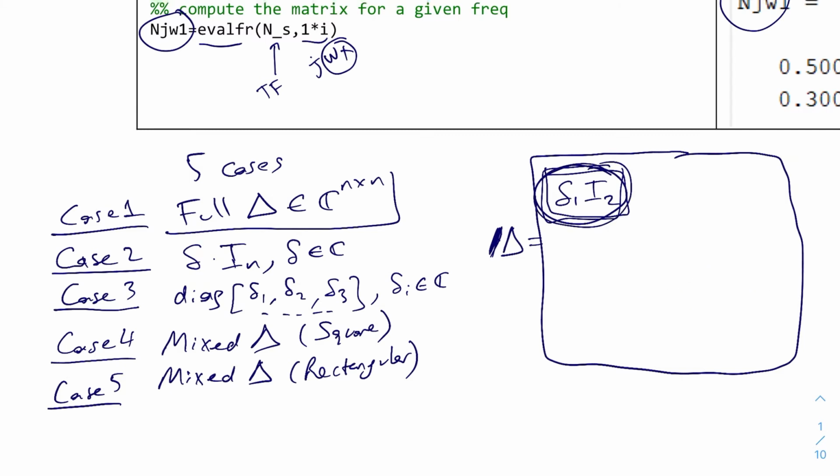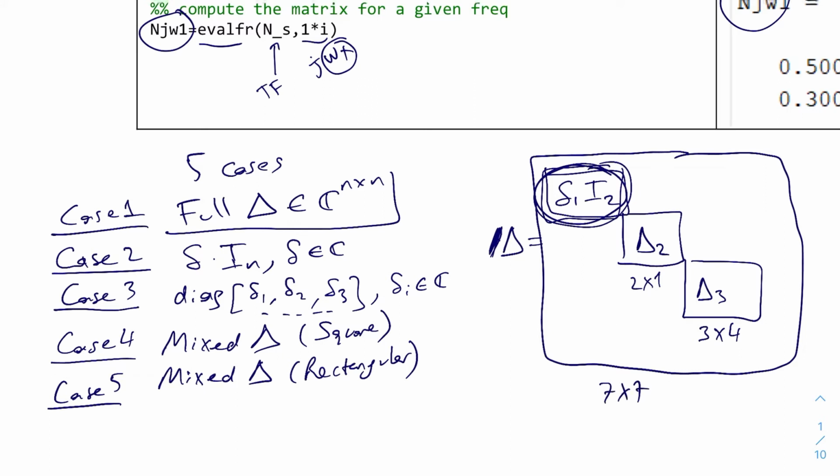Okay, this is square, for example, and let's call it delta 2, right? And delta 2 is 2 by 1. Okay, and here delta 3, this is 3 by 4, right? Okay, coincidentally the given matrix is like 1 2 and again 7 by 7. However, not each subblock is square, right? This is rectangular and also this is rectangular.